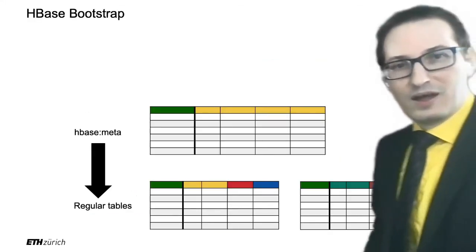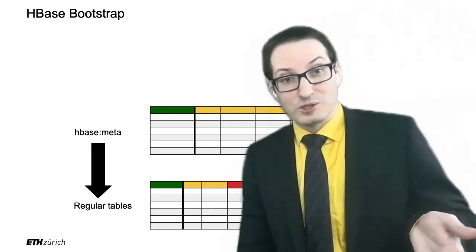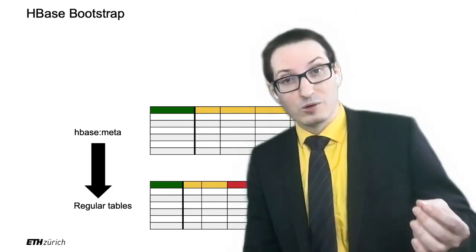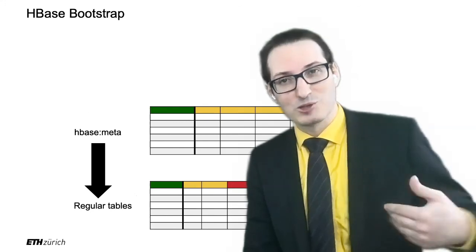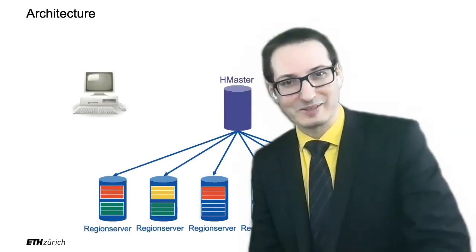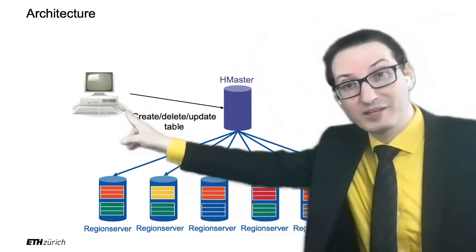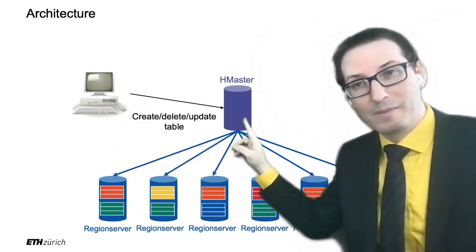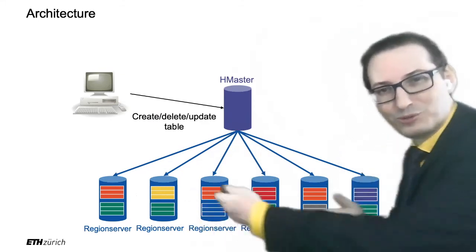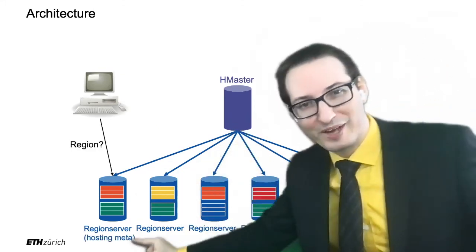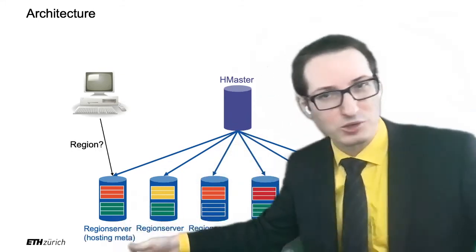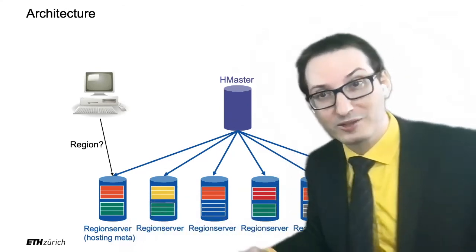All right. So it turns out that there is a special table in HBase that's called the meta table that stores the locations of the tables, right? And that way, when you want to create or delete or update a table, you go to the HMaster, but you don't know where to look, right? So you need to fetch the meta table, which is somewhere. So you basically know where it is. I'm not going into the details of that.